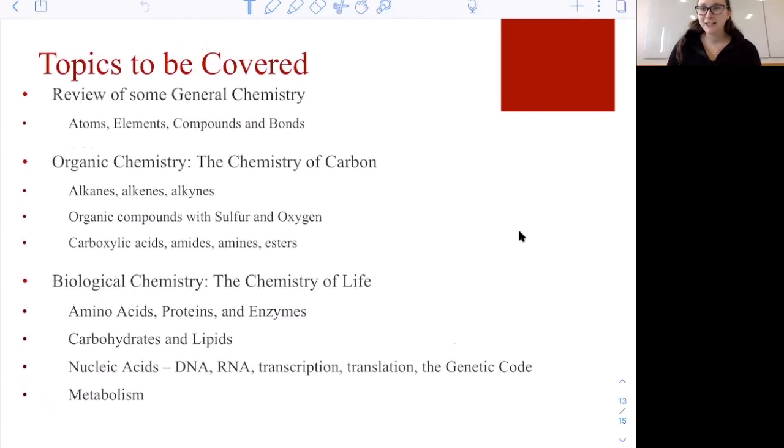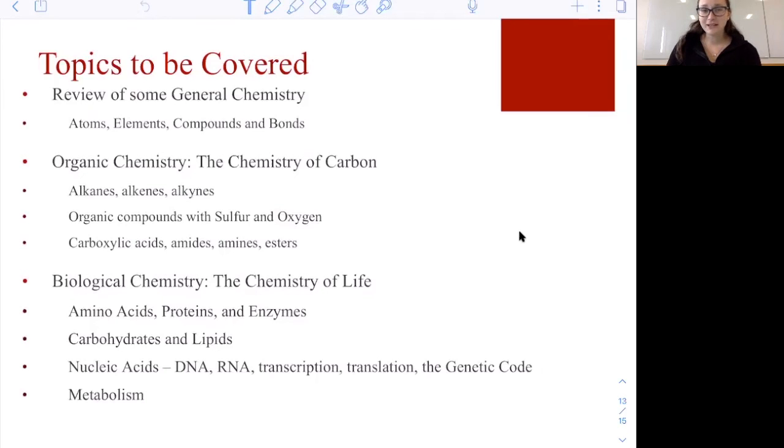Here's what we're going to be covering in this course. We're going to review some Gen Chem, so that's just week one, first two days of class. We'll review our Gen Chem concepts that are the most important to us in continuing on in this class. And then we'll have organic chemistry, which is a study of carbon. We'll study our alkanes, alkenes, and alkynes. We'll study organic compounds with sulfur and oxygen, so other kinds of functional groups. And then we'll also look at carboxylic acids, amides, amines, and esters, so other kinds of functional groups as well.